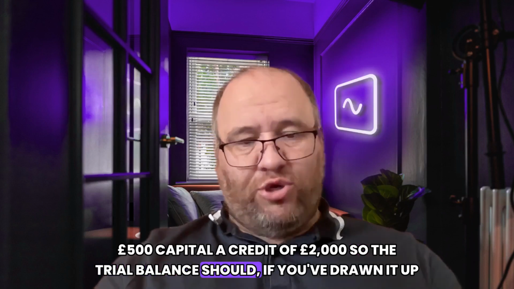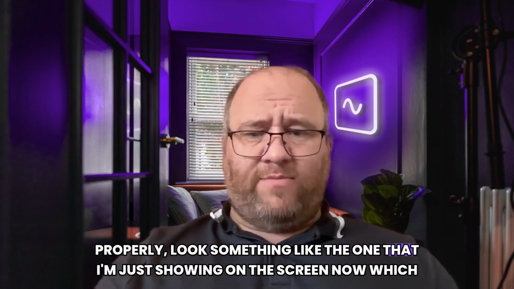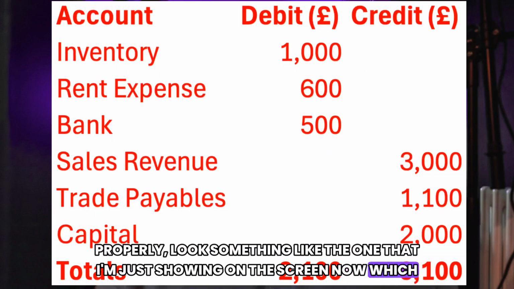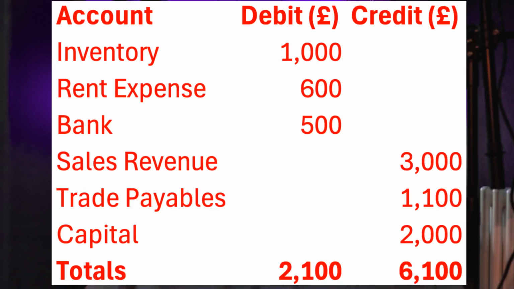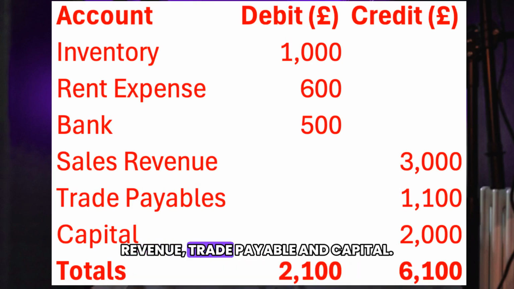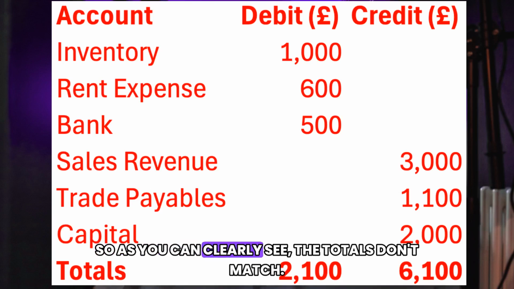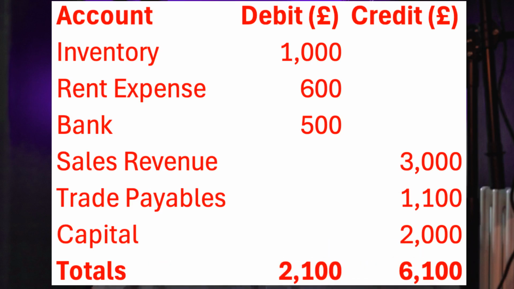So the trial balance should, if you've drawn it up properly, look something like the one that I'm just showing on the screen now, which will show total debits £2,100 made up of inventory, rent expense and bank. And then the credit side of the trial balance totaling £6,100 made up of sales revenue, trade payable and capital. So as you can clearly see, the totals don't match, and that's a great example of how the trial balance helps identify errors. So what went wrong?